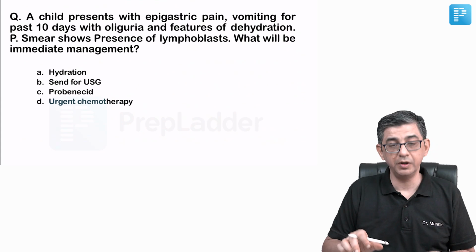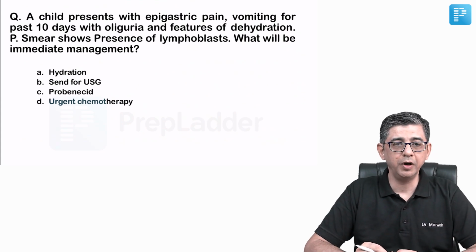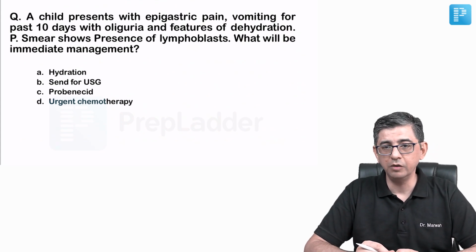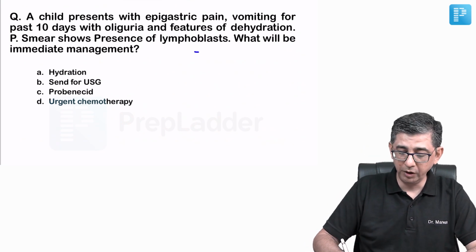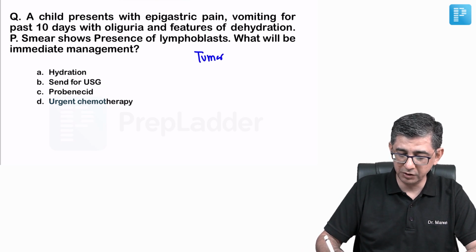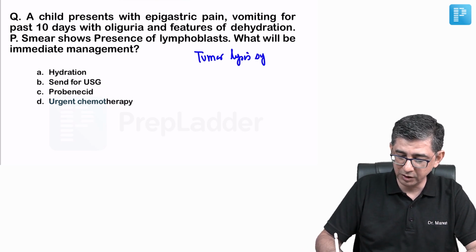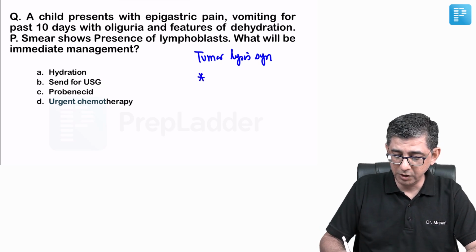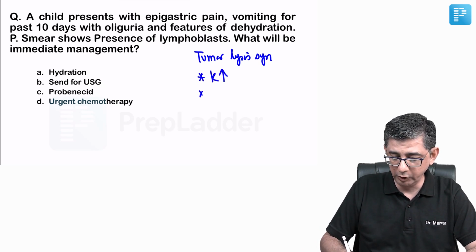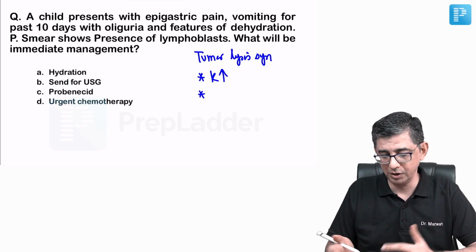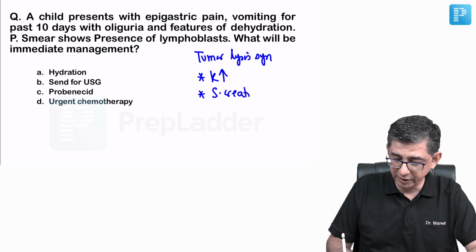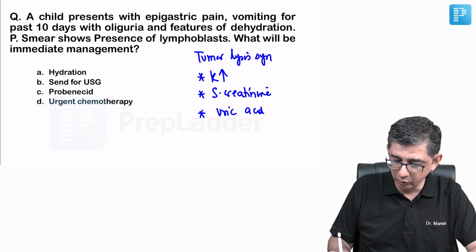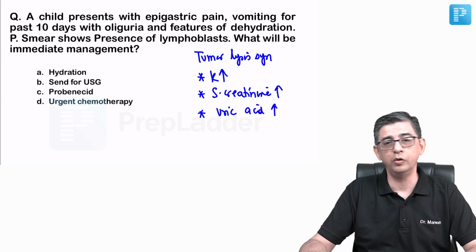So we sorted the next one out. This was a kid with epigastric pain and vomiting for the past 10 days with oliguria, features of dehydration, and a peripheral smear showing the presence of lymphoblasts. So the standard presentation given in this case is that of tumor lysis syndrome. Some people also mentioned to me that potassium values were given to be elevated. I did not incorporate that because I got that input later on: potassium values were elevated, and serum creatinine was elevated. That made my job much easier because when you read about tumor lysis syndrome, all of these imbalances are already present.